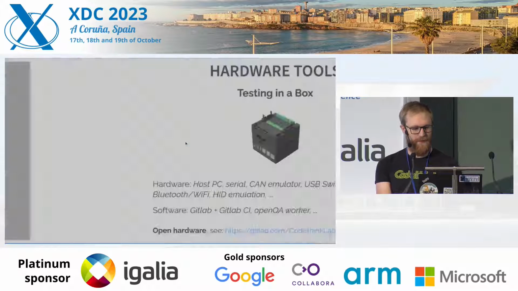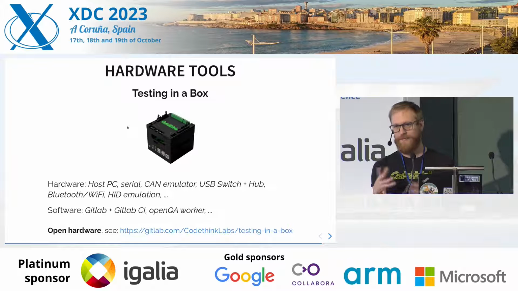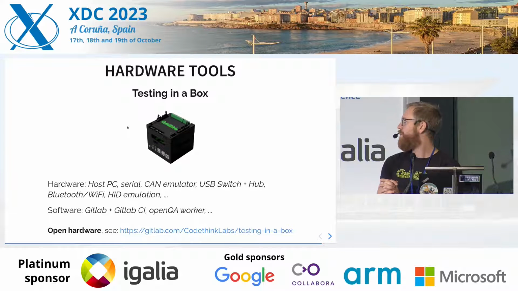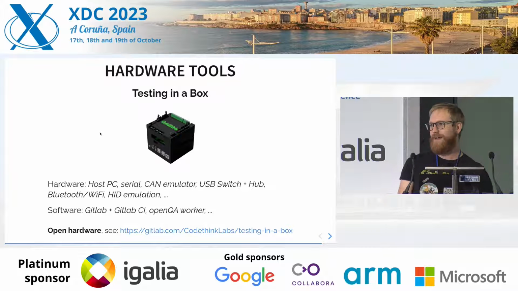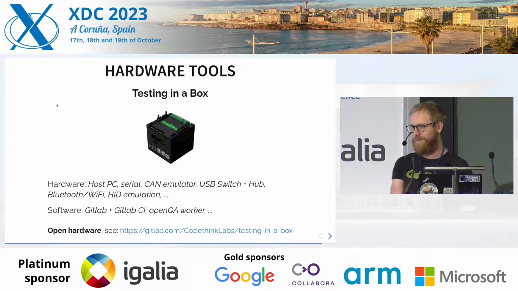So another project which is still in development is this thing we're calling testing in a box, which, as the name suggests, is a box with as many protocols as we can fit in, and a small computer that can run a GitLab CI runner or an OpenQA worker. That's still in development at the moment, and we don't know exactly where it's going to go, but it seems like an interesting idea, and there's a lot of people thinking about these problems at the moment.